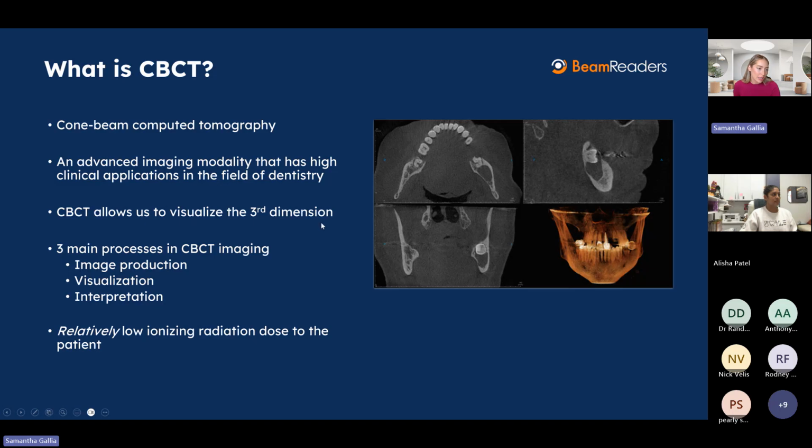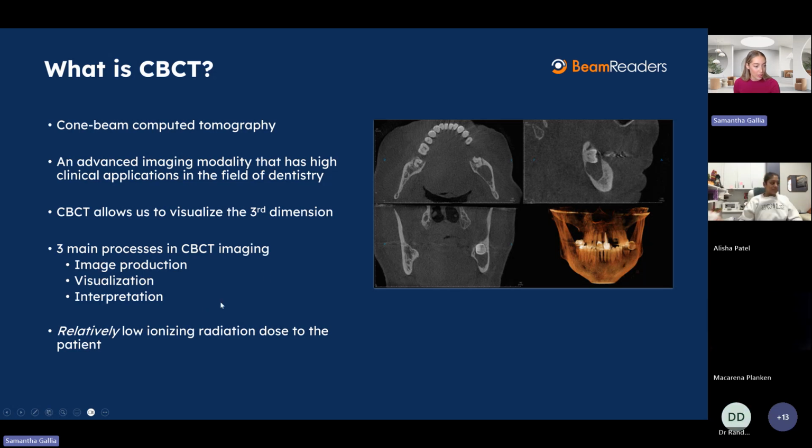And the biggest thing to know is CBCT allows us to visualize in the third dimension. So as opposed to 2D images like panoramic or intraoral images, we are actually seeing all of the 3D structures as opposed to seeing things superimposed on each other. And there's 3 steps in the CBCT imaging process: image production, visualization, and interpretation. We'll be going through each of those in this 3-part series. Another important thing to note is that CBCT is relatively low ionizing radiation to the patient. And we'll go over why it's relatively low later.